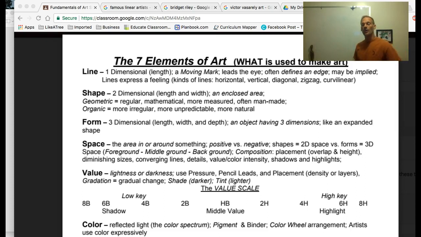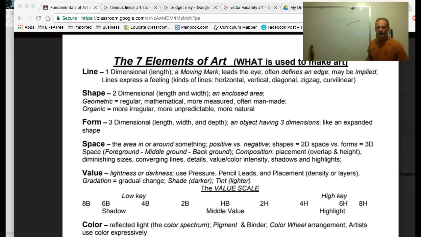So I'm going to start with the element of line today. If I put my drawing instrument down on a surface and move it, I'm going to create a mark. That moving mark is essentially a line. Lines are one-dimensional. They pretty much just have length. You could argue that if I made it thicker, it would have width as well, but for our sakes, we're just going to be using the definition of line as a moving mark and being one-dimensional.